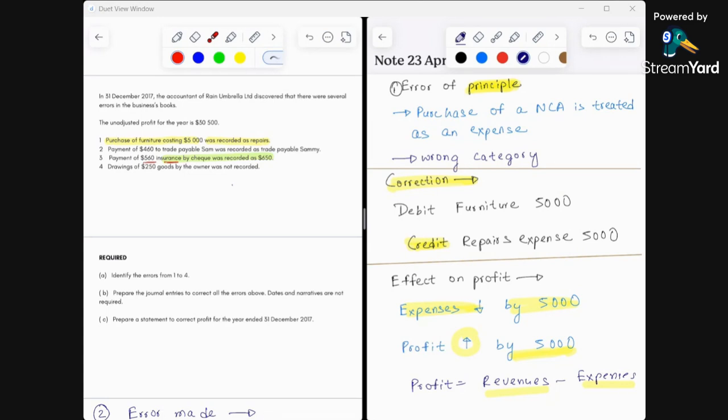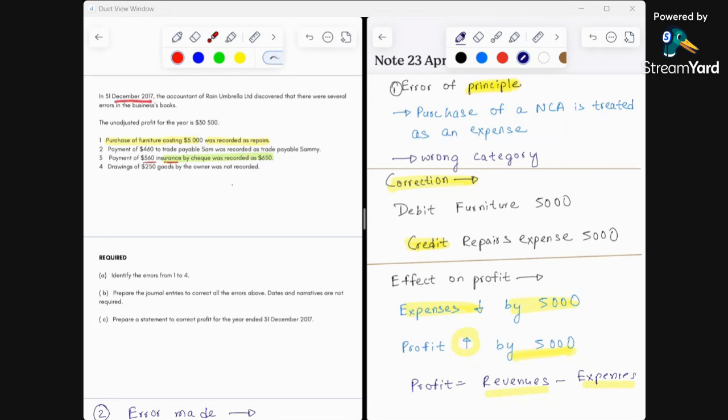What we have got here today is a practice question for the topic correction of errors. In this question, you will learn to identify the different types of errors that are involved and also prepare the relevant journal entries to correct these errors. You can see the question on the left hand side of your screen, and on the right hand side we have all the workings which I'll explain to you and go through it step by step. With that being said, let's begin.